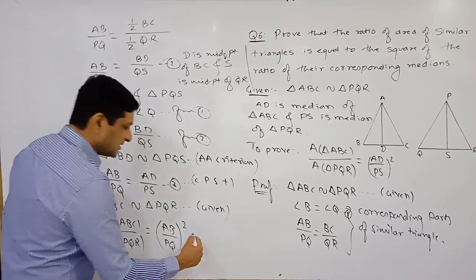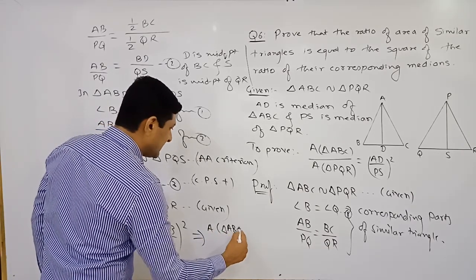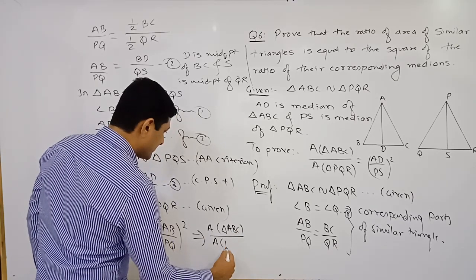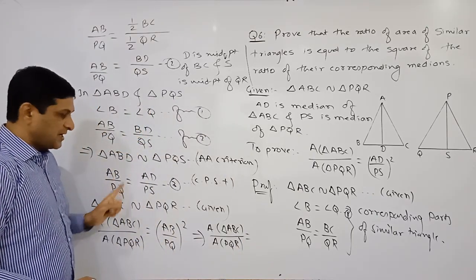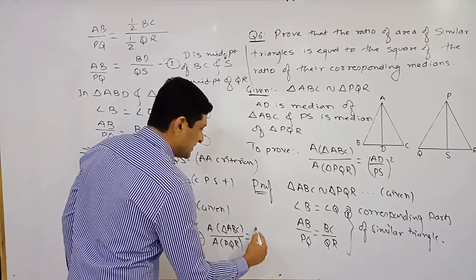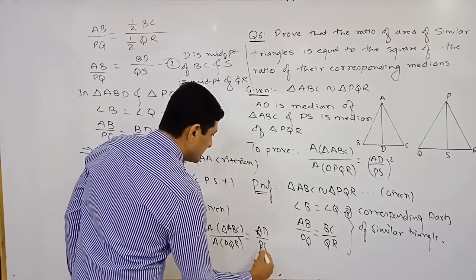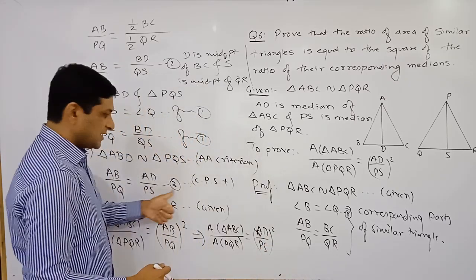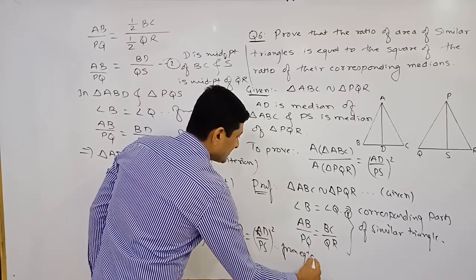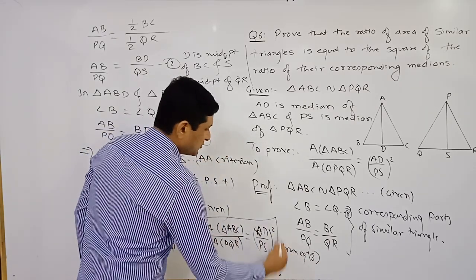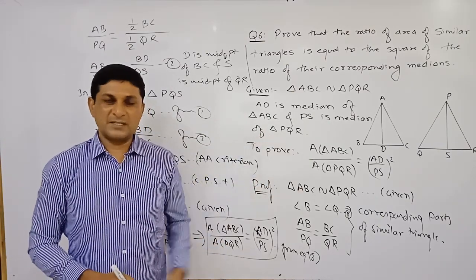Now AB upon PQ can be replaced by AD upon PS. So keep the left-hand side as it is, area of triangle ABC upon area of triangle PQR is equal to AD upon PS, whole squared. We are substituting this value from equation number 3, and this is the result which we had to prove. So this completes the proof of this example number 6 also.